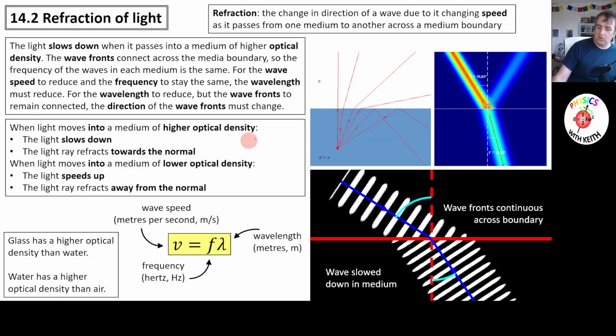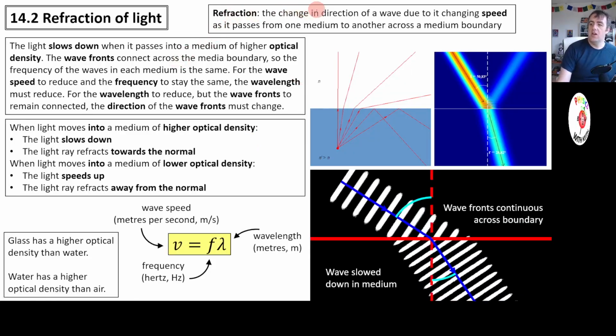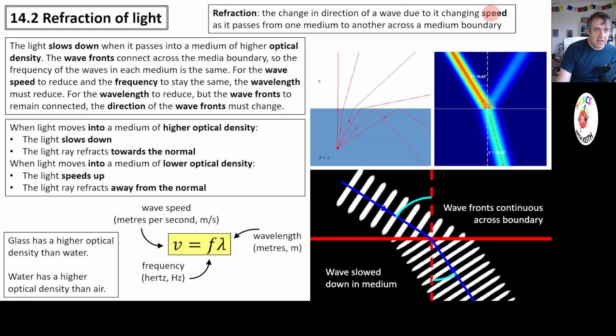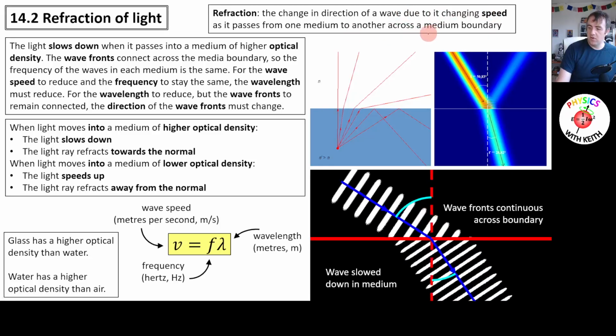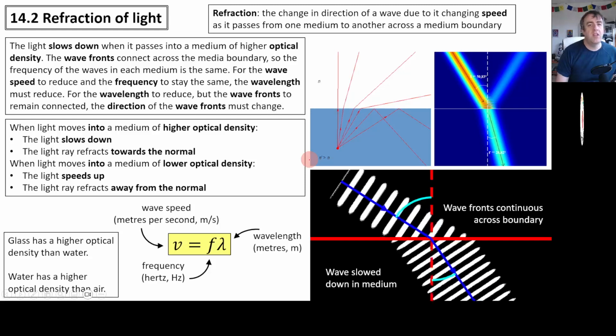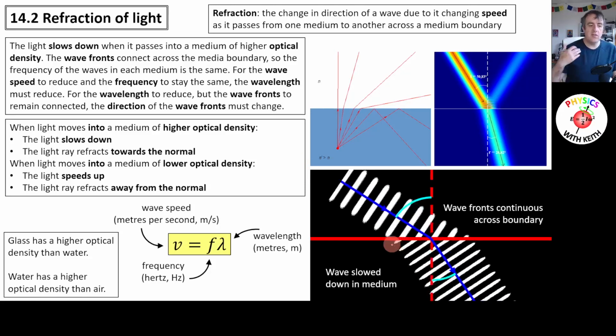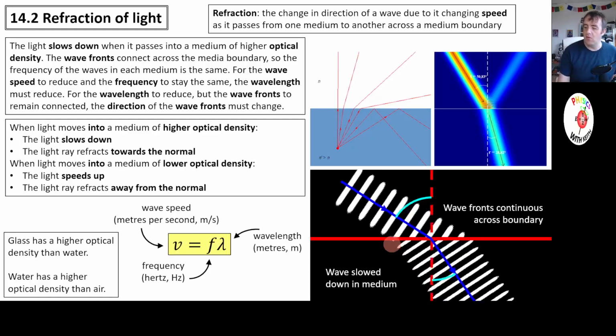Good. Right, now we haven't talked about any of the other stuff on this slide. So, refraction, change in direction of the wave due to changing speed as it passes from one medium to another. The reason that happens, or at least the reason we're telling you that happens at the moment, remember this is a cartoon, it's just to give you a flavour. When we do A-level, we'll teach it properly.